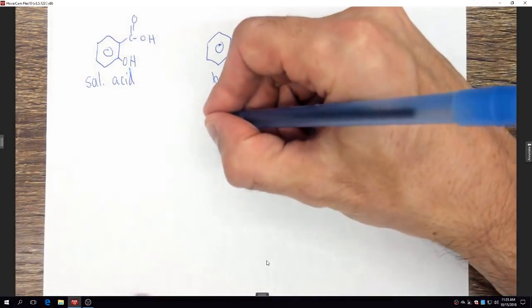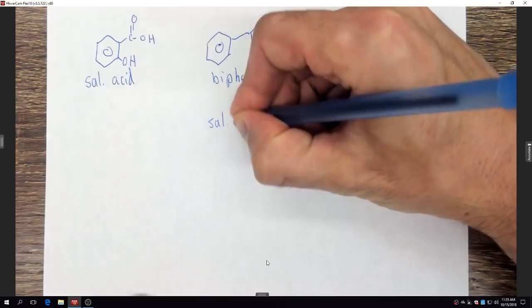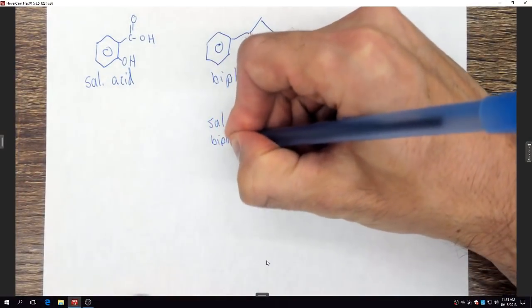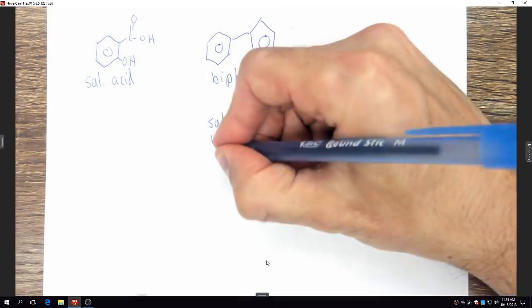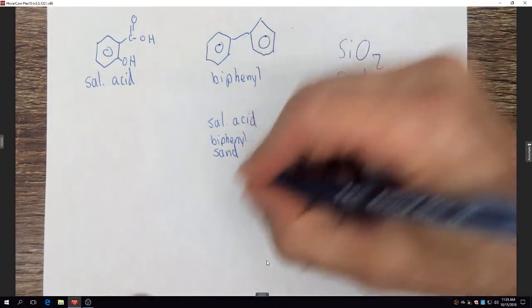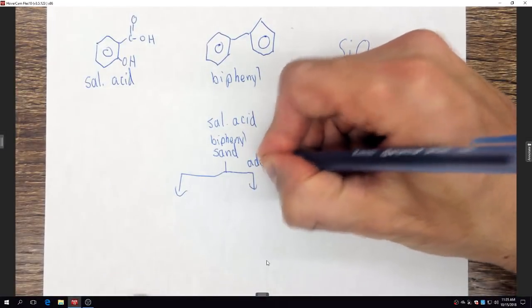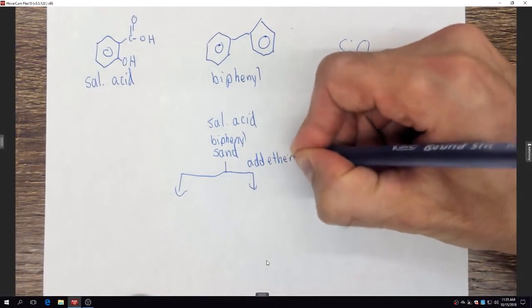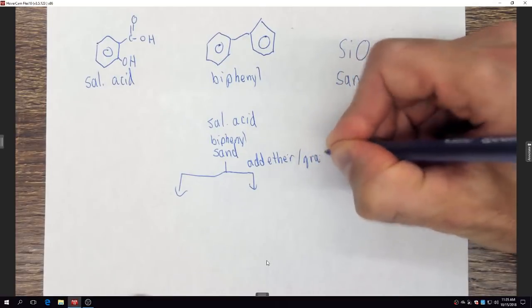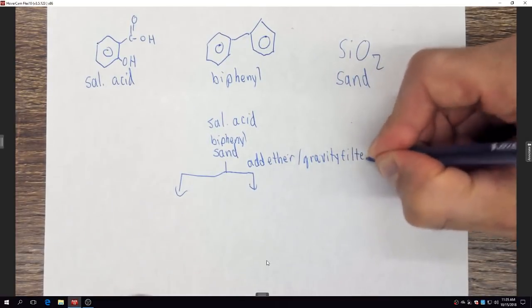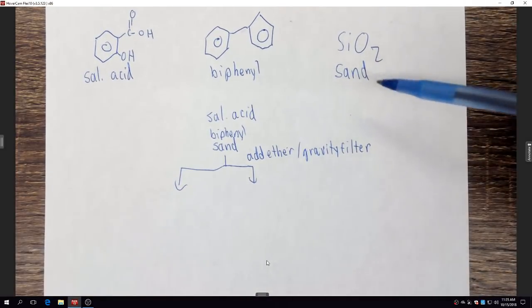So what we're going to start with is salicylic acid, biphenyl, and sand. We're going to then add ether and then gravity filter. And it's very important that we don't vacuum filter. Why is it super important that we don't vacuum filter?